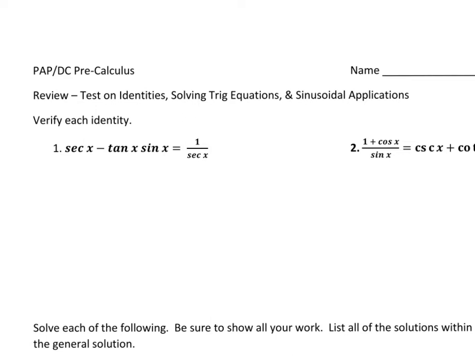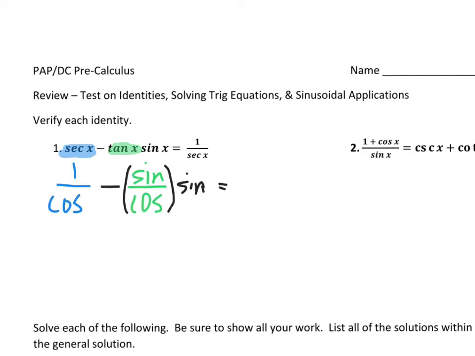Okay, so there are two things on here that are not sine and cosine to begin with. The first being the secant, and the second being the tangent. So we will replace secant and tangent with their respective sine and cosine things. Now that that's done, let's look at what we have.